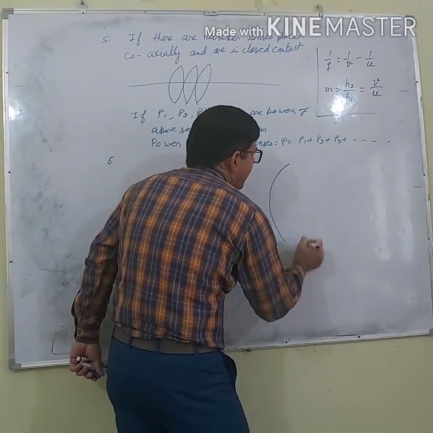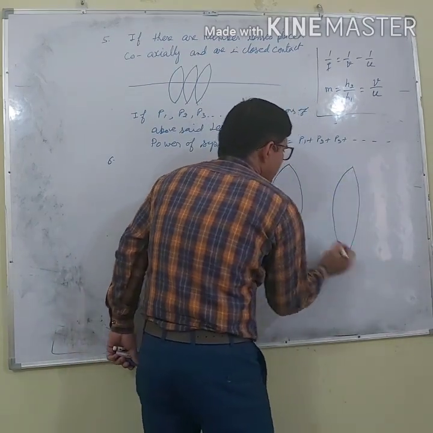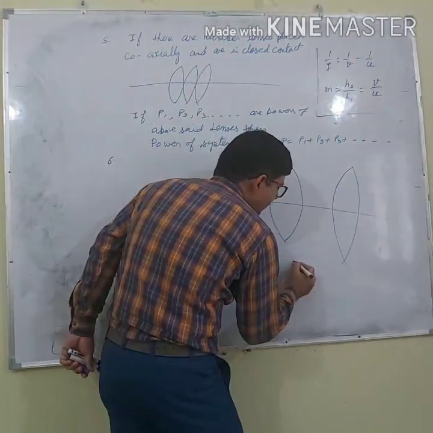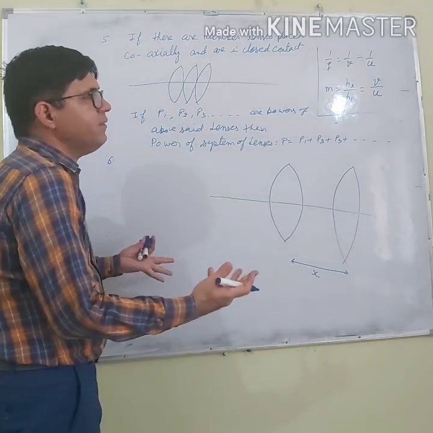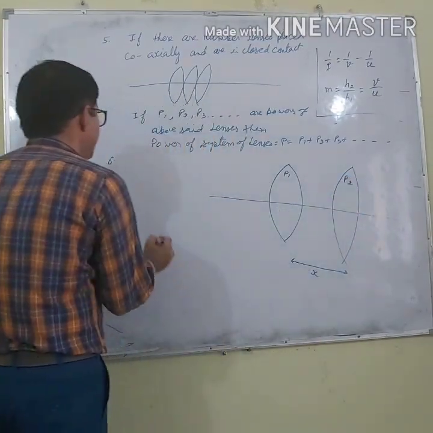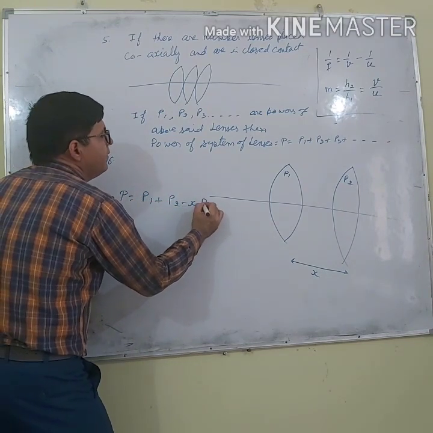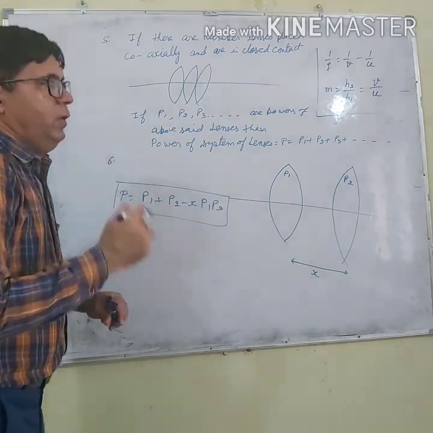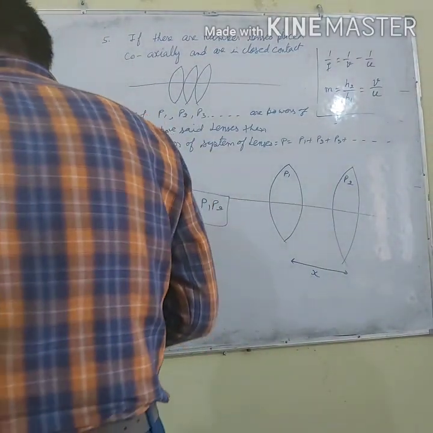Let us say I am having this lens and I am having another lens. Now these two lenses are having the same focal length, but there is some separation between them. Let us say the separation between their optical centers is x. Then what is the power? If P1 is its power and P2 is this power, in this case power is given by P1 plus P2 minus x P1 P2, right? So this is the case when there is some separation between the lenses.